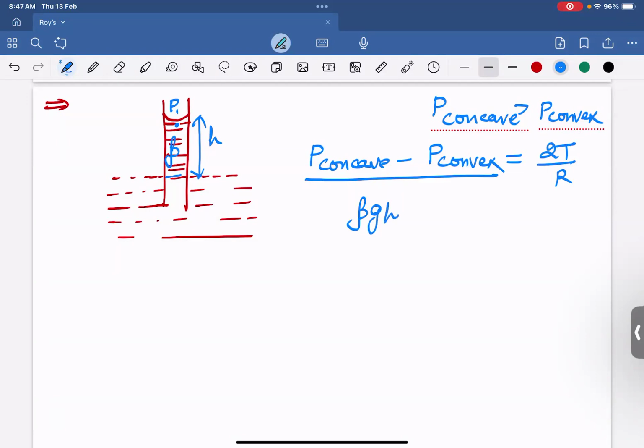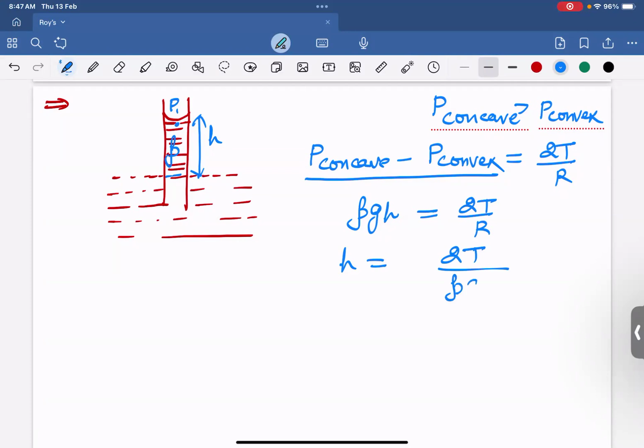And that excess pressure, from our formula of last class that we have discussed inside any drop, is 2T by R. So that is 2T by R. If I solve for h, the formula becomes h equals 2T by rho g R.